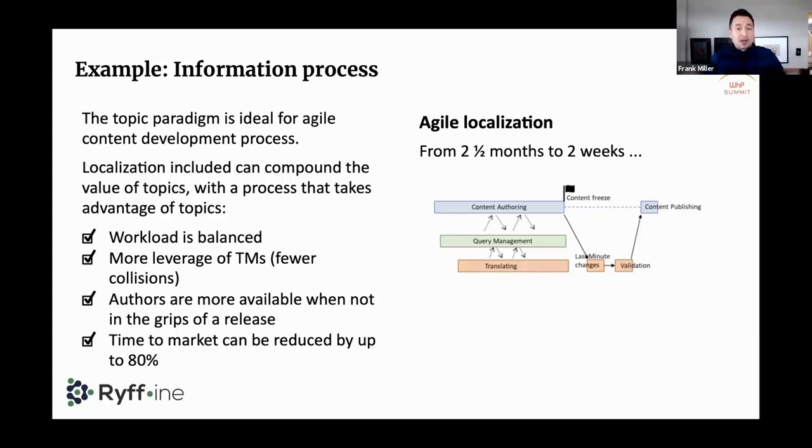Okay. So in this particular analysis, going to agile versus waterfall cut the localization time by basically 80%, from 2.5 months to 2 weeks, by being able to do things in unison and not in a silo and not in a straight waterfall line.